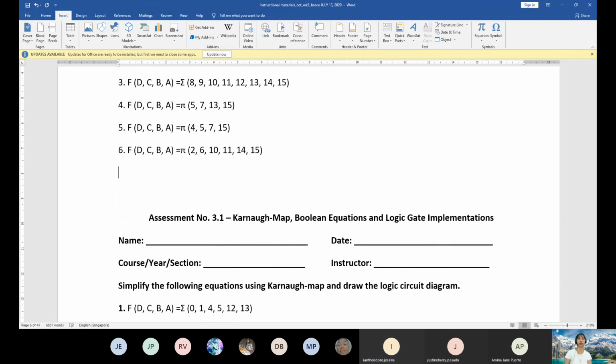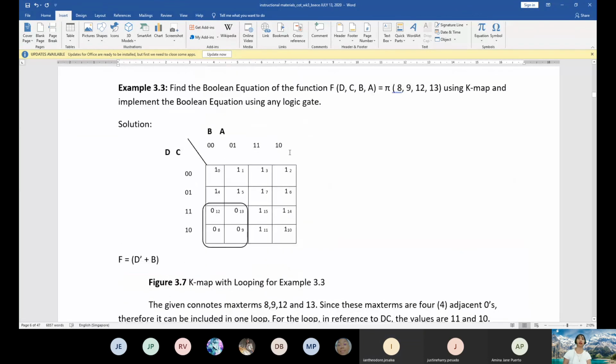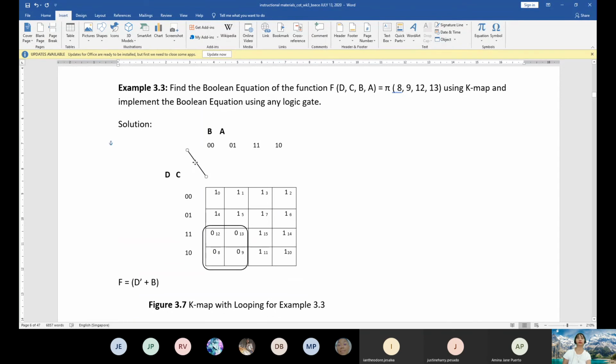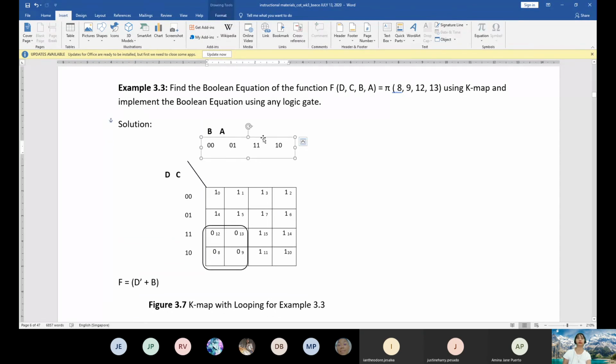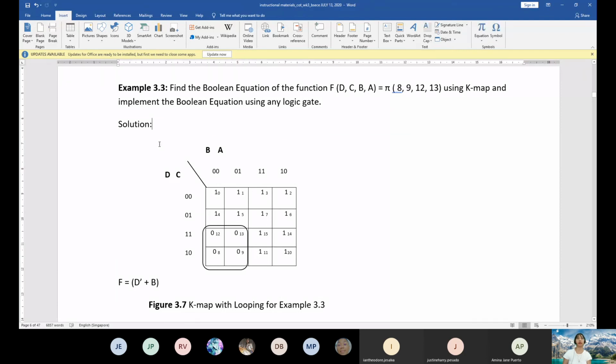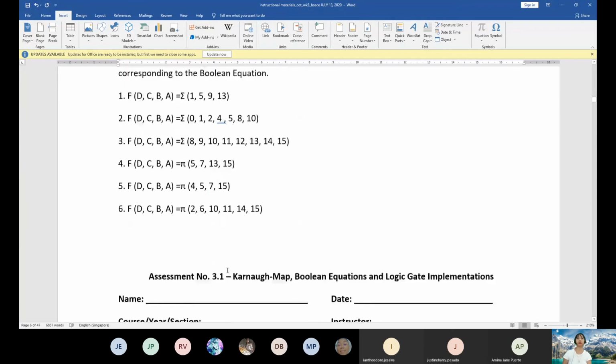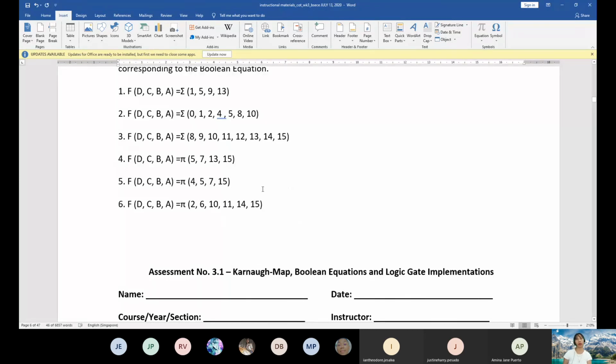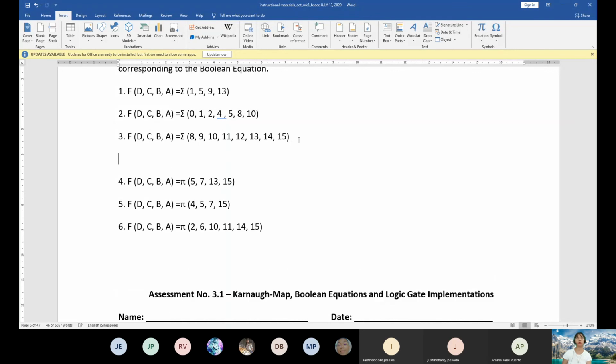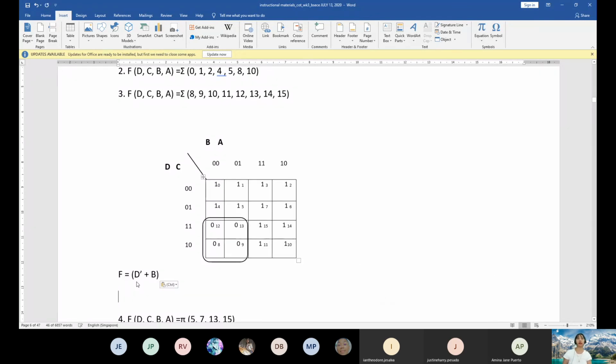Okay, so I'll try to answer number 6. I'll copy this one. Any question, class? Please feel free to ask. It's really hard to teach this lecture, even in a face-to-face lecture. Oh, this is pi. You want more max terms?